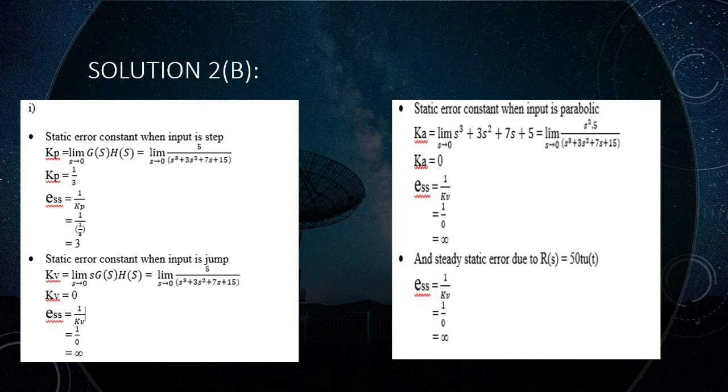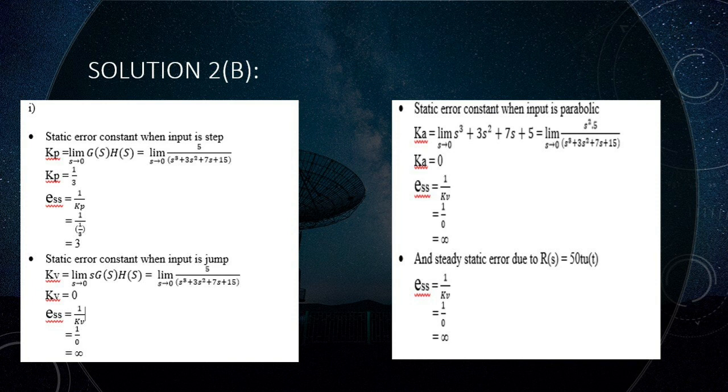Moving on to the next error, which is the static error constant when input is ramped, where this time Kv is equal to the limit as s goes to 0, where we multiply the numerator and denominator by s. Once we replace s with 0 and solve it, we get the value of Kv equal to 0. To find the steady state error, ESS, the same formula is implemented, which is 1 over Kv, and we find the value is infinity.